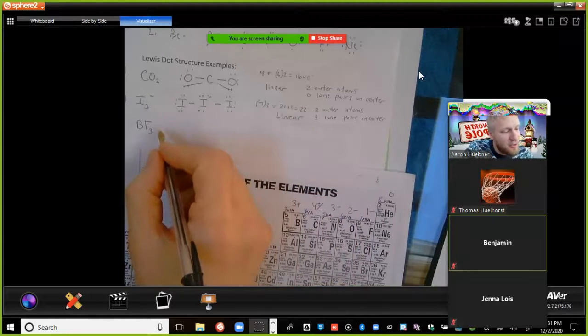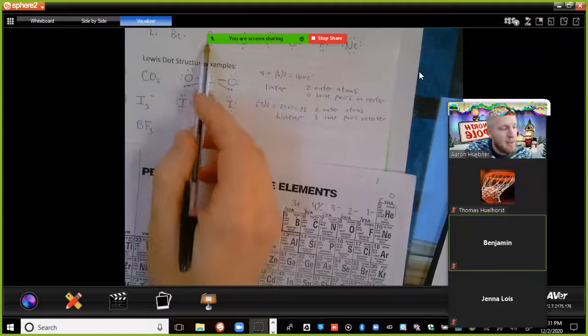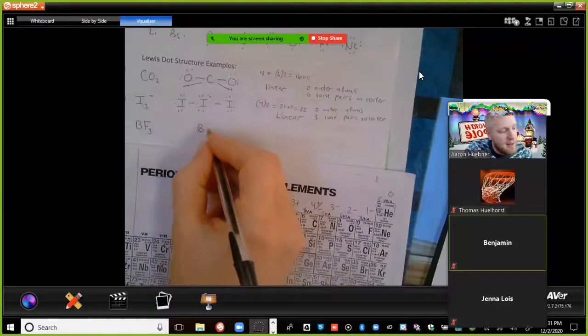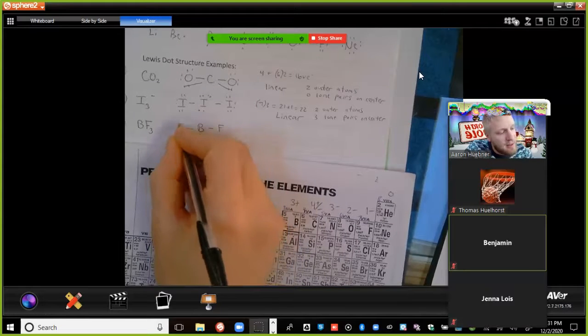All right, so we got BF3. Boron's going to be in the center. It's in least supply. It also has the most bonding sites. And I got to have at least 1 bond connected to each of the outer atoms.